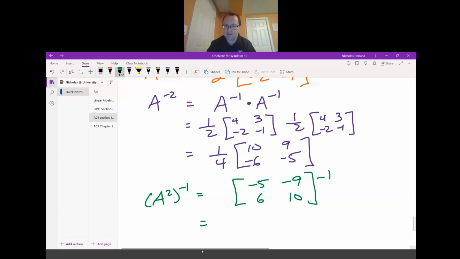So what's this? AD. If we use the formula, again, you could augment it with an identity and invert that, but we do have a formula for it. That'd be 1 over 4, AD minus BC. And then what's that? 10, negative 5, 9, negative 6. All right, so what do you know? We ended up with the exact same thing.